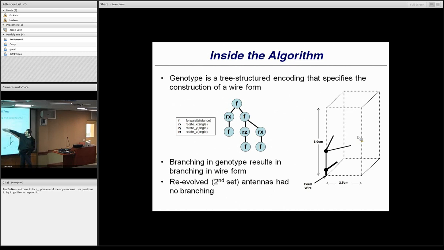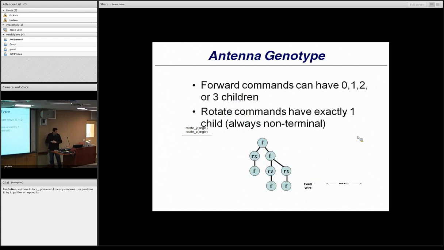What that little program does is think of it like a cursor that gets moved to positions as you execute those forward and rotates. Go back, go up, go back, go forward, go forward. So this little computer program draws an antenna, although it doesn't know anything about electromagnetics. It's just drawing a three-dimensional wire structure. That's all it knows. Later, this thing will get put into an antenna simulator to see how well it radiates. But the algorithm doesn't know anything more than these little antenna constructing programs.